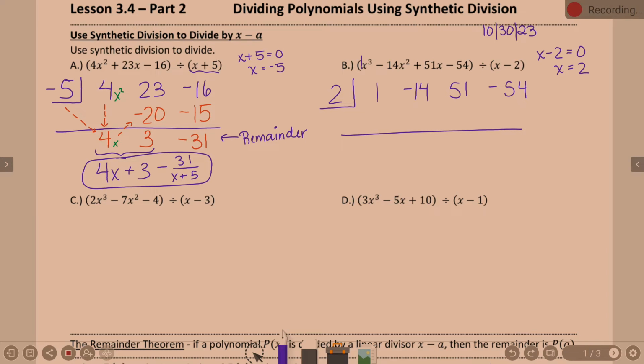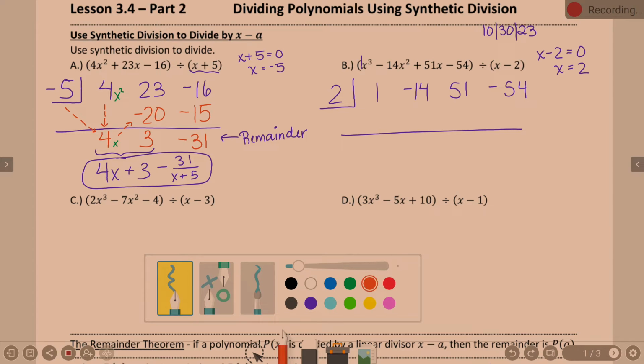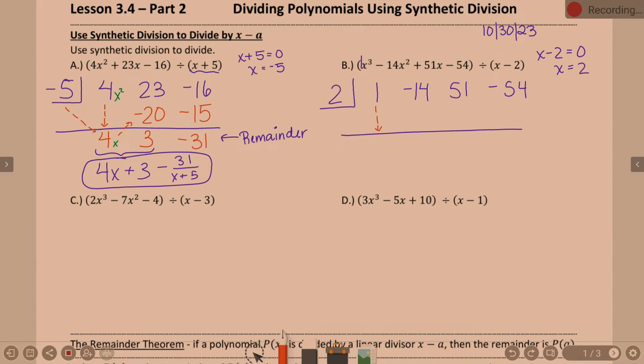Now, did I have any missing terms that I should have put placeholder zeros in? No, it went x cubed, x squared, x, constant. It went in order. Okay, take your first value and drop that 1 down, yes? Then we're going to multiply. 2 times 1 is 2. And then where's that 2 go? Bounce it back up above the line.